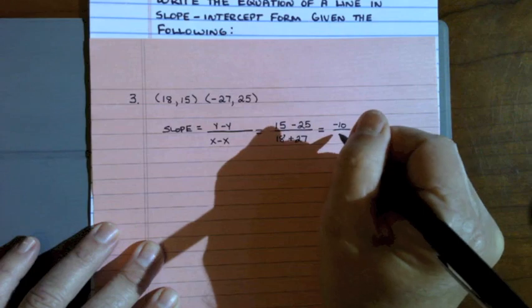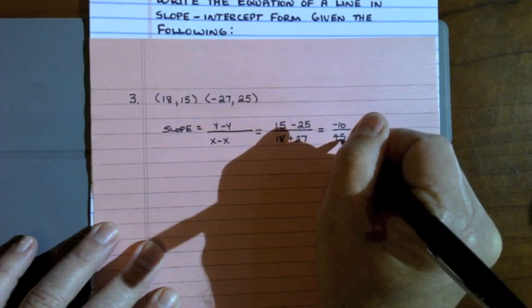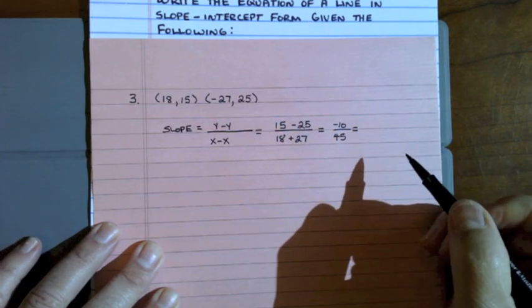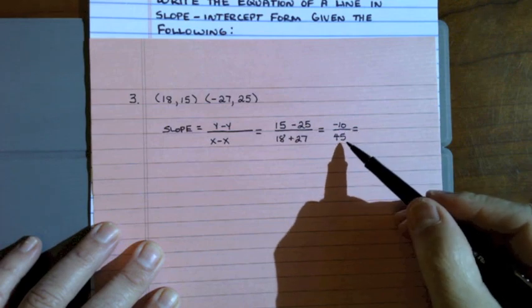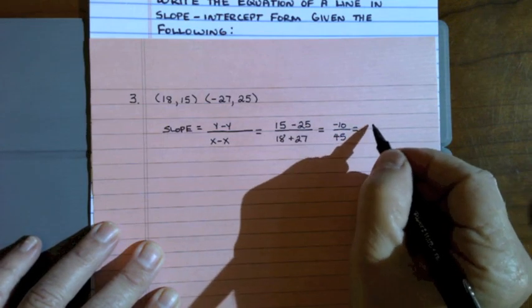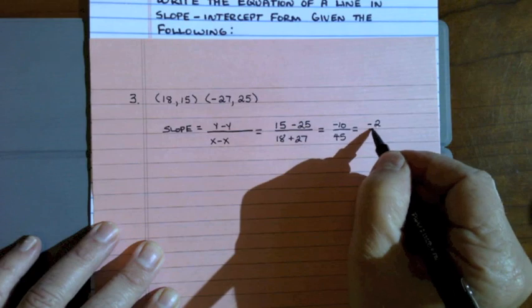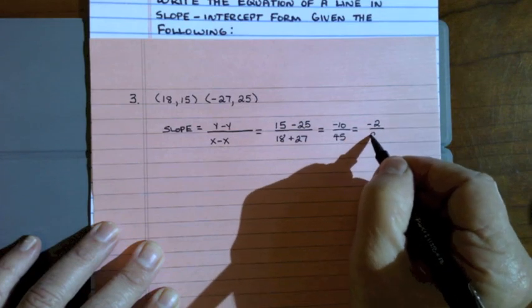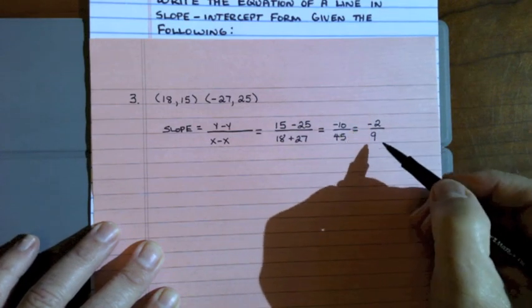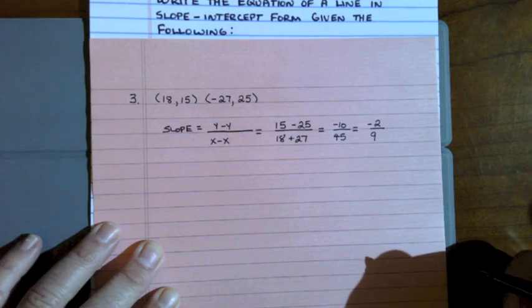18 plus 27, 45. Always reduce these fractions. What number will go into both of these? 5. Divide both of these by 5. Negative 2. Divide that by 5. 9ths. Negative 2/9 is my slope.